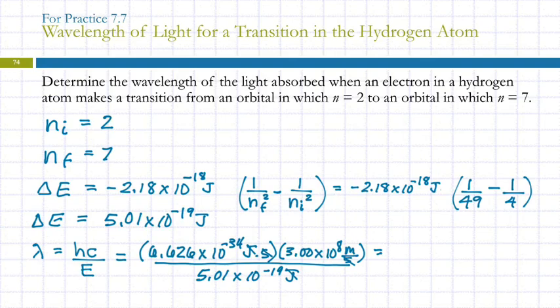6.626 times 10 to the minus 34 times 3 times 10 to the 8th divided by 5.01 times 10 to the minus 19. So 3.97 times 10 to the minus 7 meters. Any questions? This equation, or something very similar to it, would be given on an exam. Planck's constant, the speed of light would be given. This equation would be given. You have to figure out how to put them together.